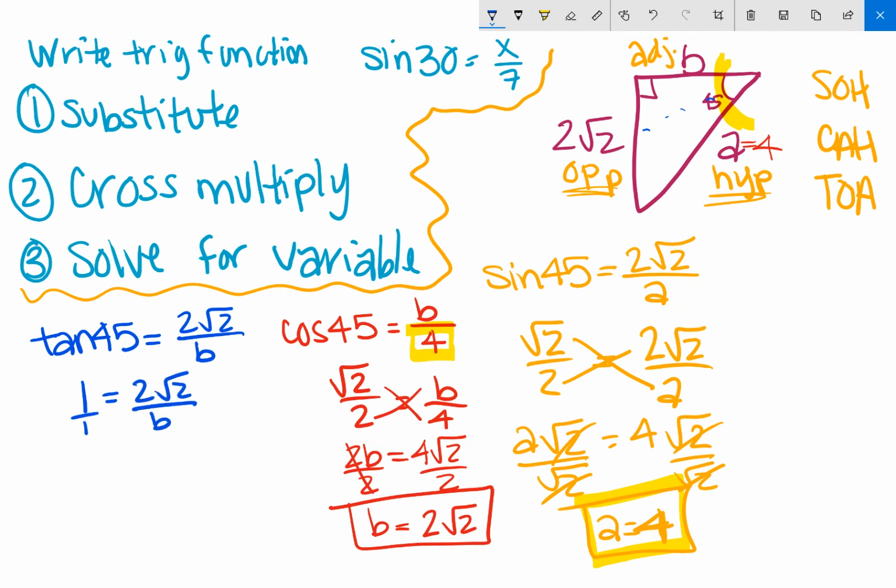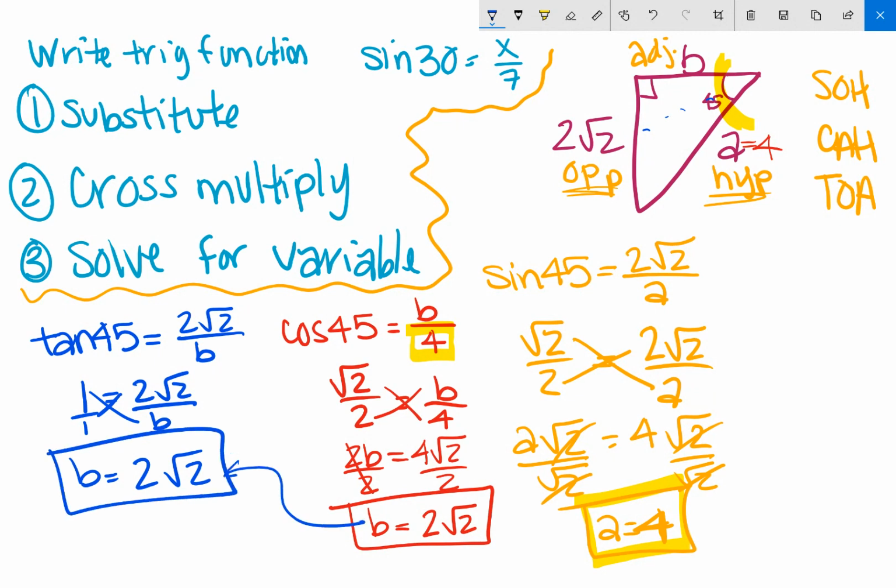If you want, you can write this as 1 over 1. But what ends up happening when you cross multiply is you just get that B equals 2 square root of 2. So you notice it doesn't matter which way you do it. You will get the same thing regardless. It just kind of depends on what you prefer. Okay, so the next ones, I'm not actually going to solve the whole thing.